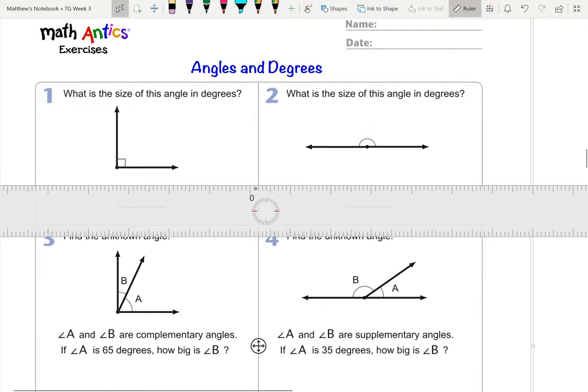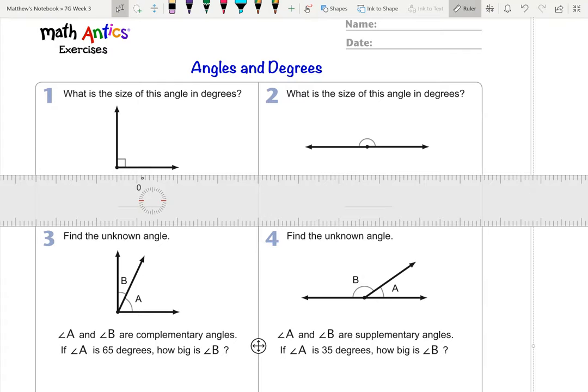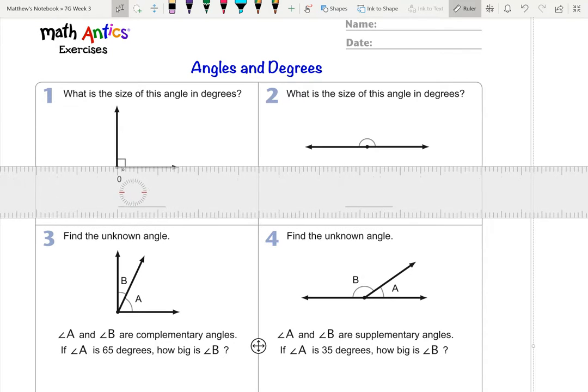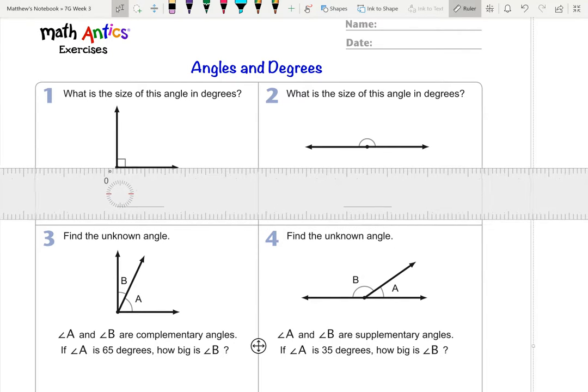Hello everybody, now we're looking at angles and degrees exercise sheets. And this one might be a better one to watch the video of in Canvas because I don't exactly have the tools to measure this, but we're going to go ahead and try our best.